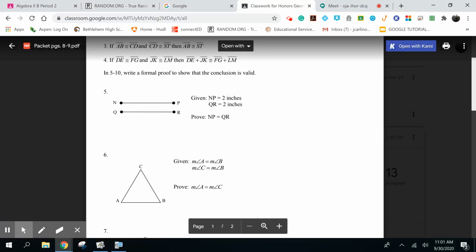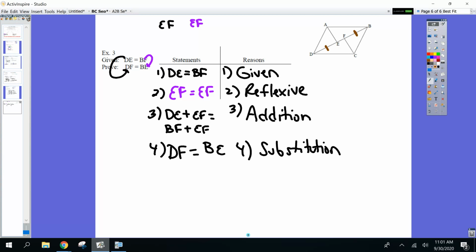Statement 1 is going to be your givens. And then statement 2, anybody know how I can get NP equal to QR? It has nothing to do with addition here. Remember, we haven't used that, so don't use it. Try to use something that we've used already today. Don't make up your own stuff. Well, reflexive means it's equal to itself. So NP would be equal to NP. QR would be equal to QR.